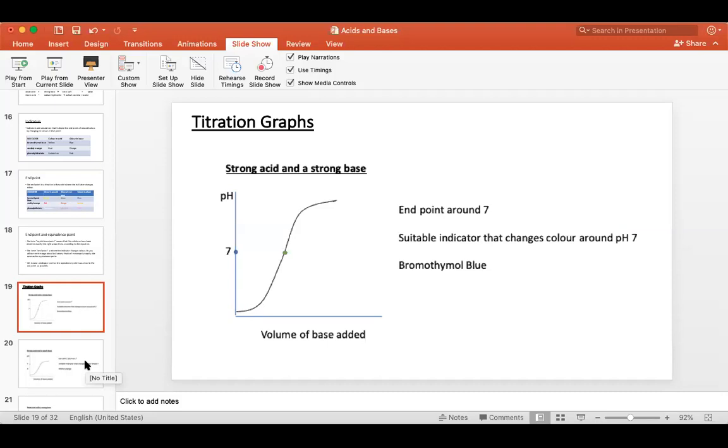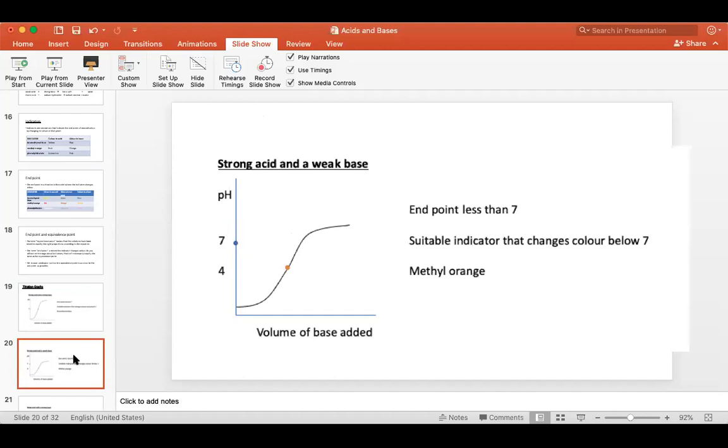So with a strong acid and a strong base, bromothymol blue is the best indicator to use. If you have a strong acid and a weak base, you're starting at a very low pH, and the weak base is just above 7, maybe 9 or something. So the end point will be around 4. So the most suitable indicator to use will be methyl orange.